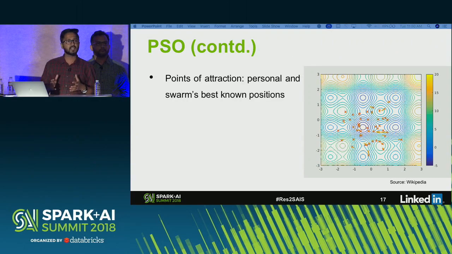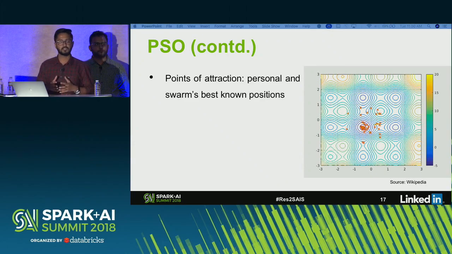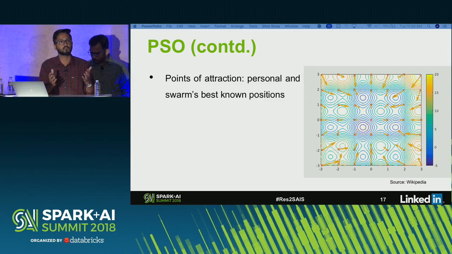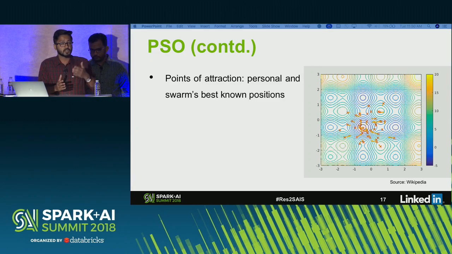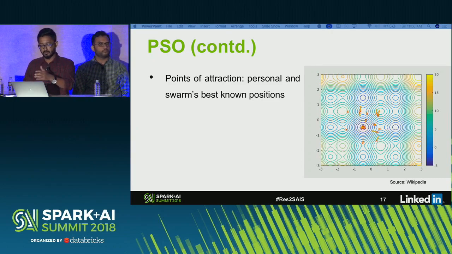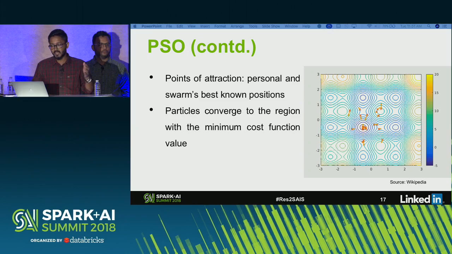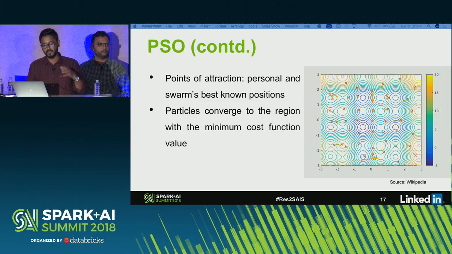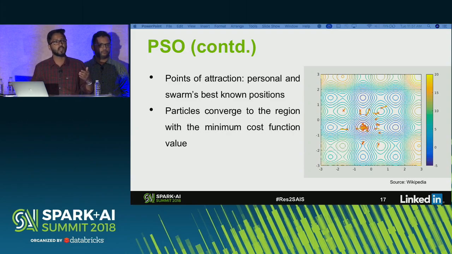So what basically guides the movement of these particles, of the birds? There are 2 points of attraction. The first is the particle's best known position, and the other is the entire swarm's best known position. These 2 positions basically guide the movement of all the particles. As you can see, all the particles which are doing the search process are converging to the violet region, which corresponds to the minimum possible value of the cost function.